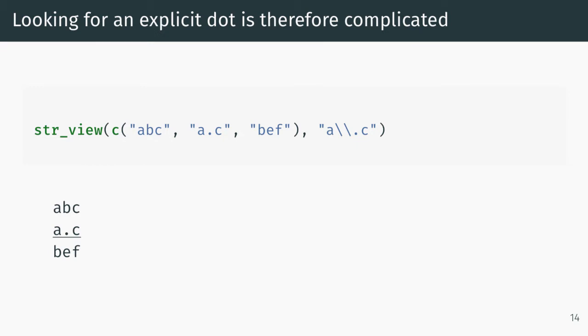Okay, now because you can use the dot to match any character, looking for an actual dot is a little bit complicated. We have to use a backslash to look for an actual dot, and because the backslash is a special character, we have to use a backslash to escape that. So we need this cumbersome construction, double backslash dot, to look for an actual dot. So that finds the dot here and matches this string.